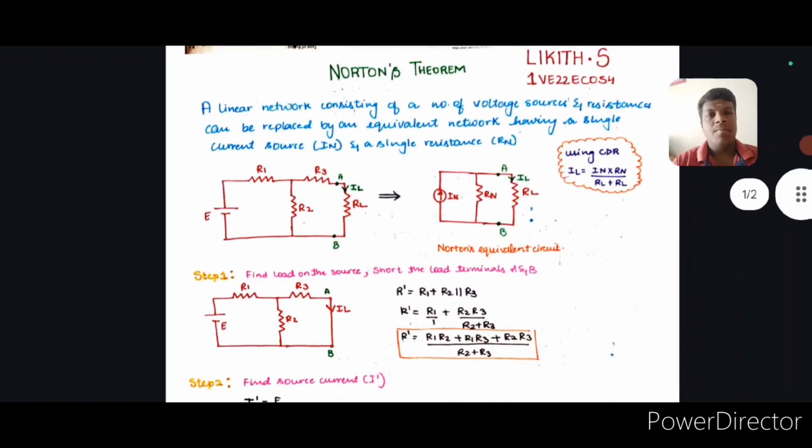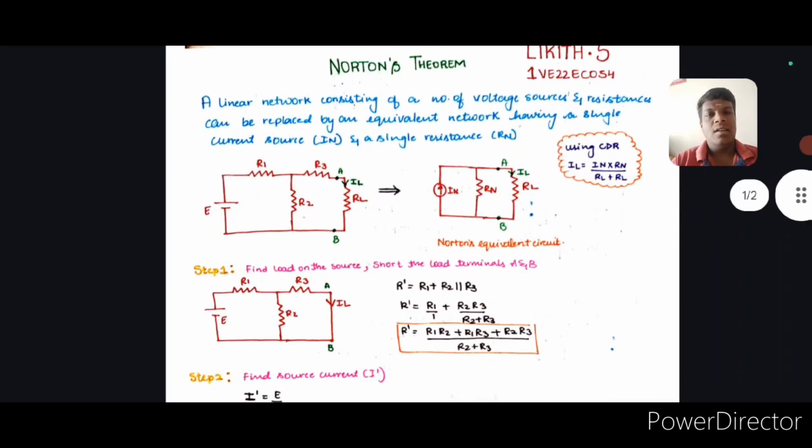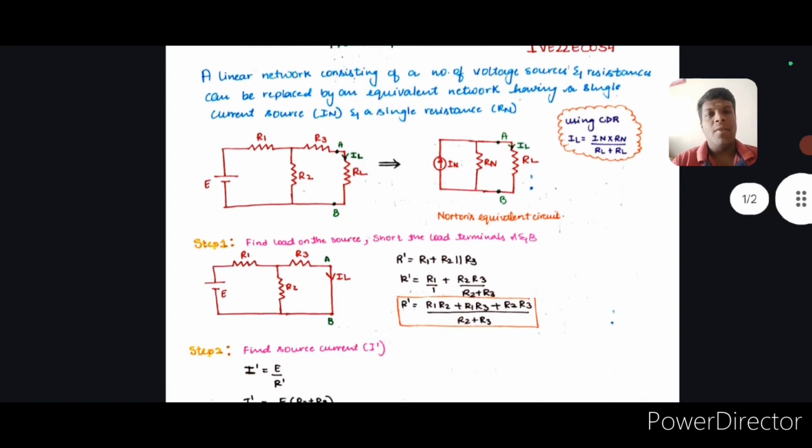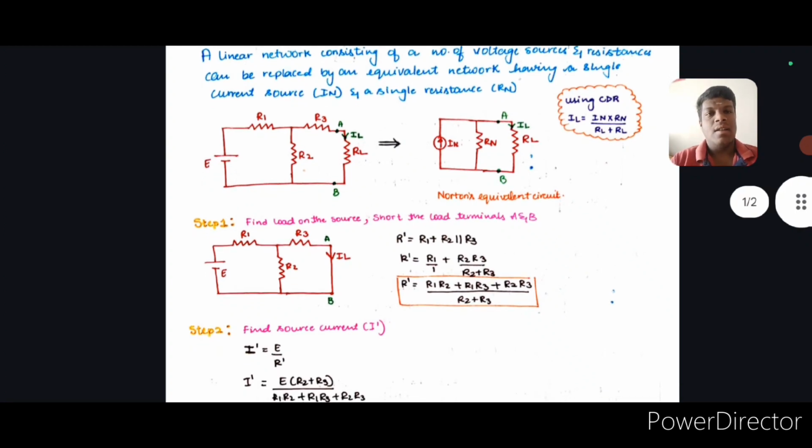So first step, find the load on the source. Short the load terminals A and B. We have to short RL across the terminals A and B. When we short RL, this is the diagram we get. So R1 dash is equal to R1 plus R2 parallel to R3. You can see in the diagram where R2 and R3 are parallel with each other, in series with R1.